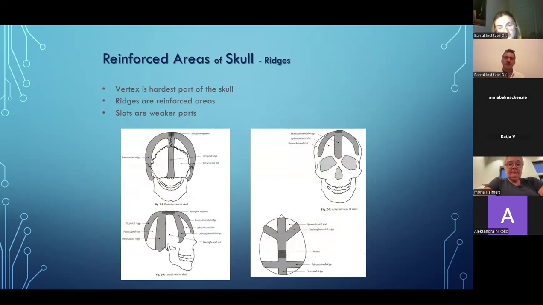We have some reinforced areas of the skull, ridges that tend to be where the force may follow when we hit onto the skull, so any cranial trauma. So they are following in this direction here. So if there is an impact to the head, it follows the hardness of the skull.